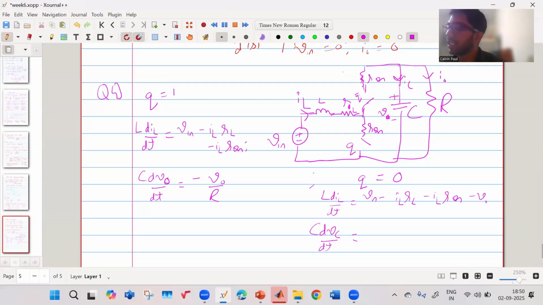There is a capacitor current, IL, so minus V0 by R. So it is IL minus V0 by R. Because at that time the path is closed like this, so current will flow like this. So this current is your IL, and your IC is equal to IL minus I0, and your I0 is equal to V0 upon R. Okay. Any doubts in this?